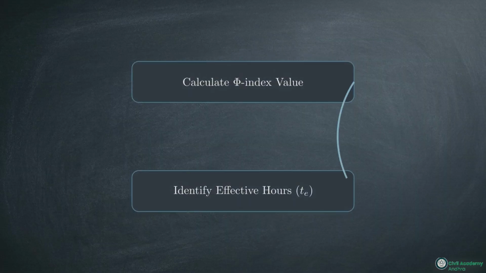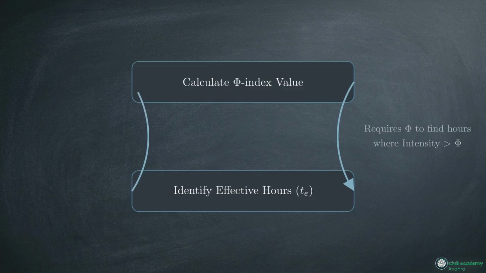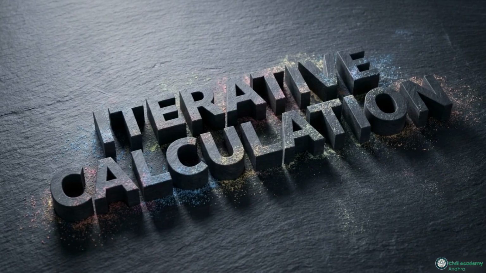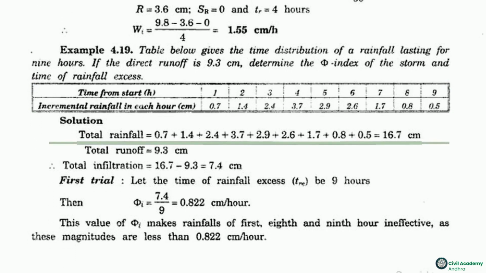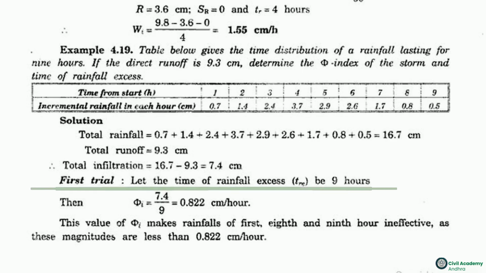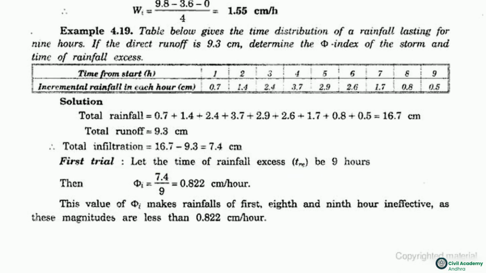Because you don't know the final phi index line until you calculate it, but you need to know which hours to discard to make that calculation, you have to use a trial and error method to find the answer. This data table breaks down the hourly rainfall for a classic 9-hour storm. We have 16.7 centimeters of total rainfall and 9.3 centimeters of runoff. Subtracting those gives us a total infiltration of 7.4 centimeters. For the first trial, assume every single hour produced runoff. Divide the 7.4 centimeters of infiltration by the full 9 hours. That gives an initial, temporary phi index of 0.822 centimeters per hour.